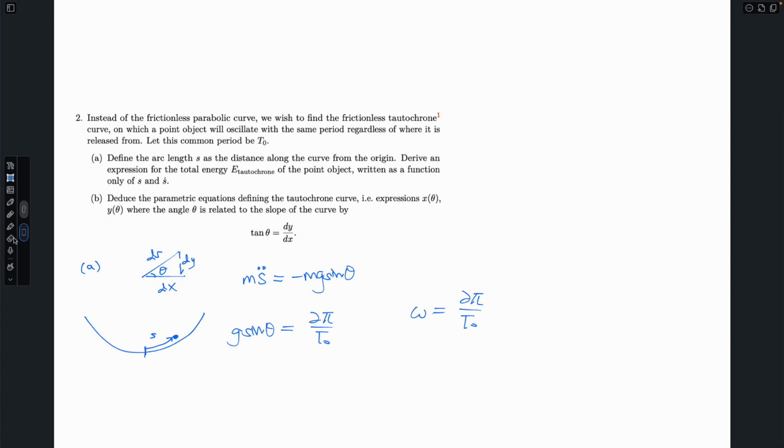Okay, technically it's squared. Wait, sorry. It should be omega squared. Okay, up to this part, do you understand? Basically we're just trying to fit the simple harmonic form, because simple harmonic form is s double dot is negative ks. So we're trying to fit it to some constant now. So the m and the m will cancel. So we need the g sine theta to fit omega squared, right?